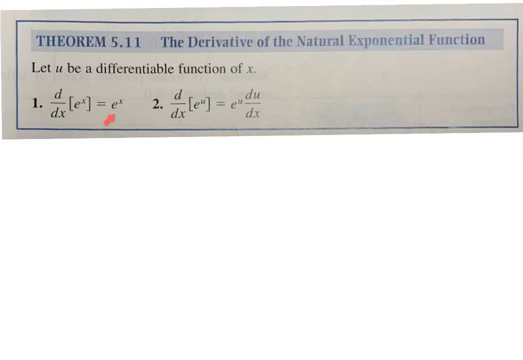If the derivative of e to the x is just e to the x, if we have something in that x position, then we have to do e to the x times the derivative of x. If it's e to the u, meaning a function, it's e to the u times the inside, which would be the derivative of the exponent, du/dx. So let's look at one of these.